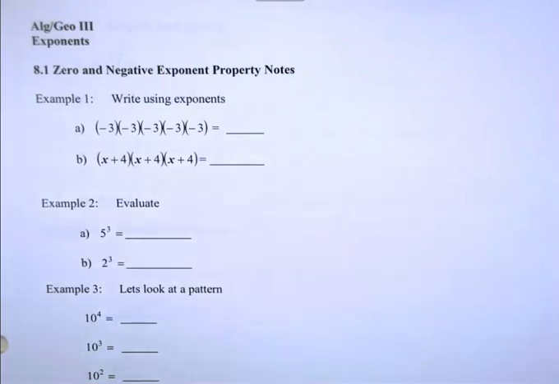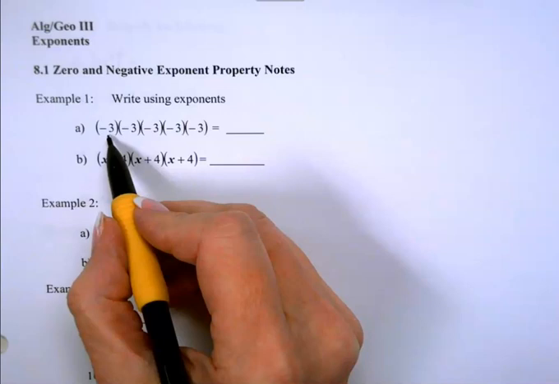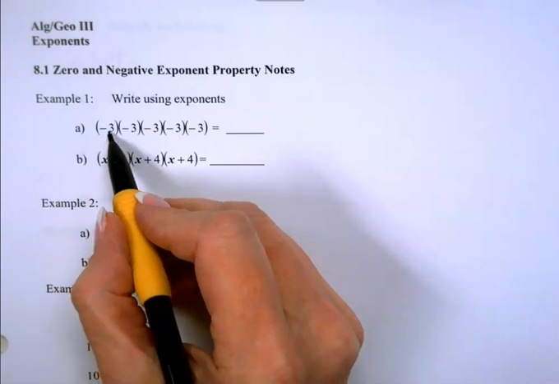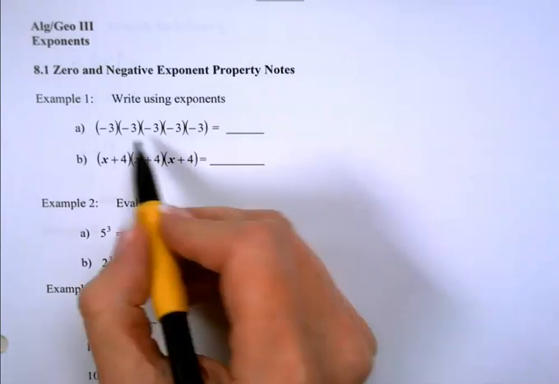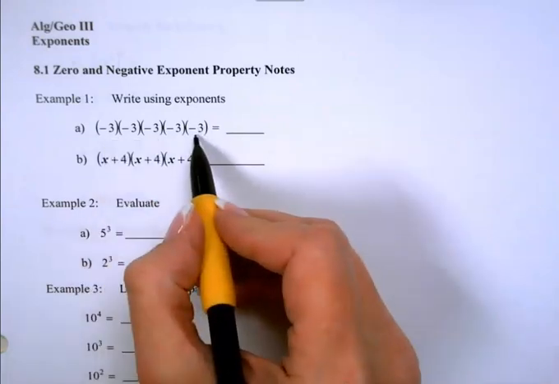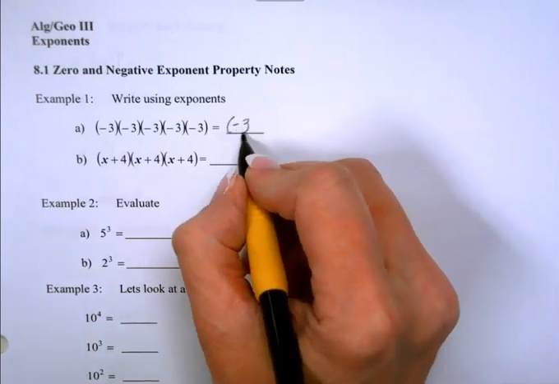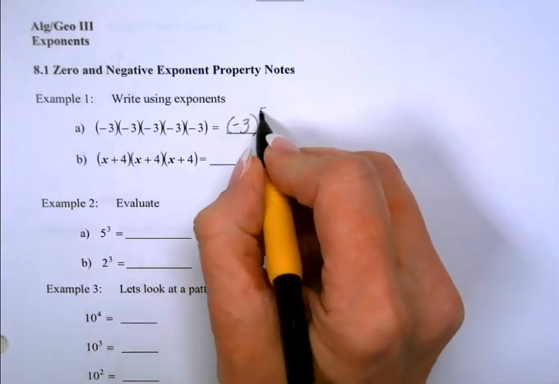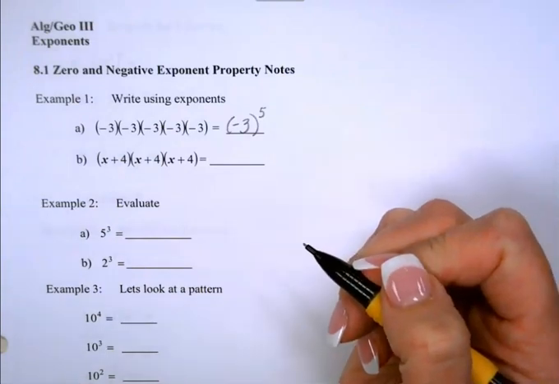Today is our first day in our exponent unit, and an exponent is just a short way to write multiplication. So in this first example, I have -3 multiplied together 1, 2, 3, 4, 5 times. So instead of having to write 5 -3s, I can write -3 one time, and I'll write it to the 5th power. That means I have 5 of them multiplied together.